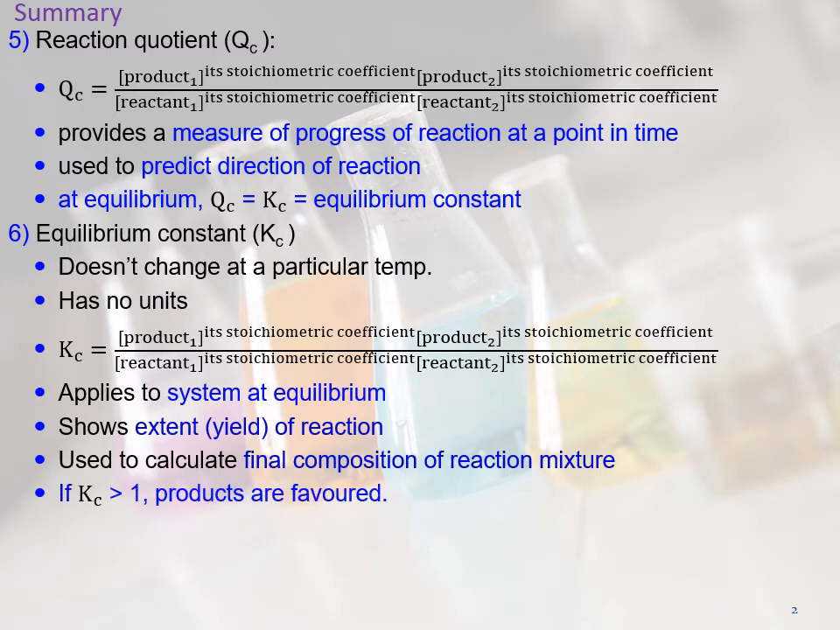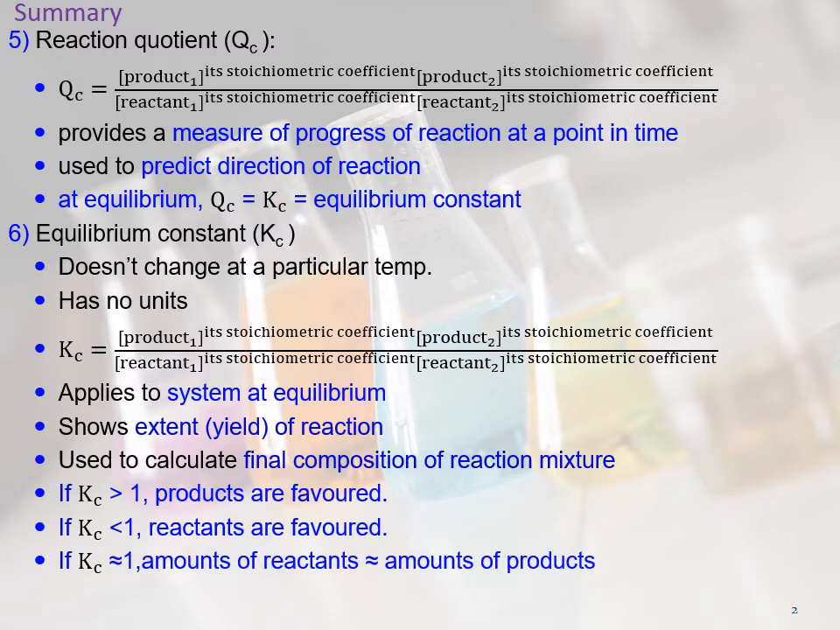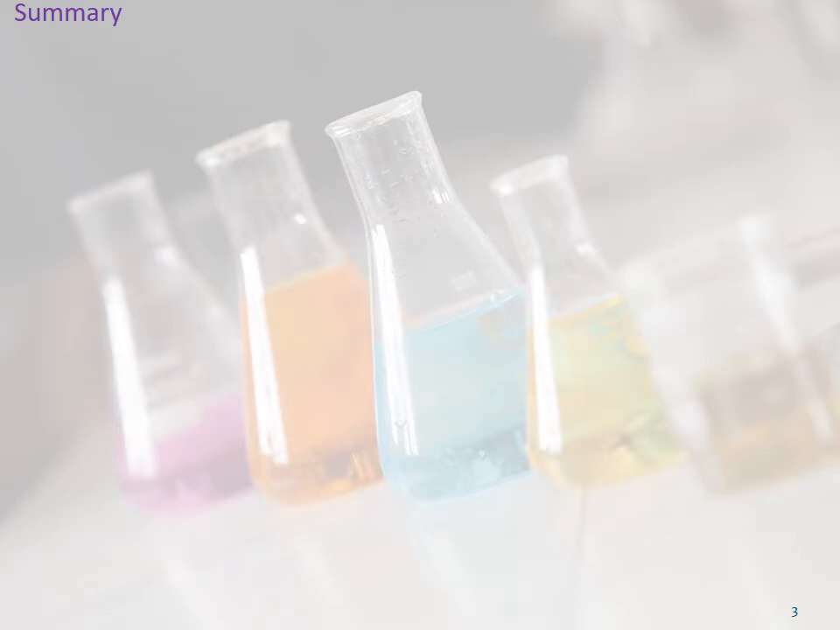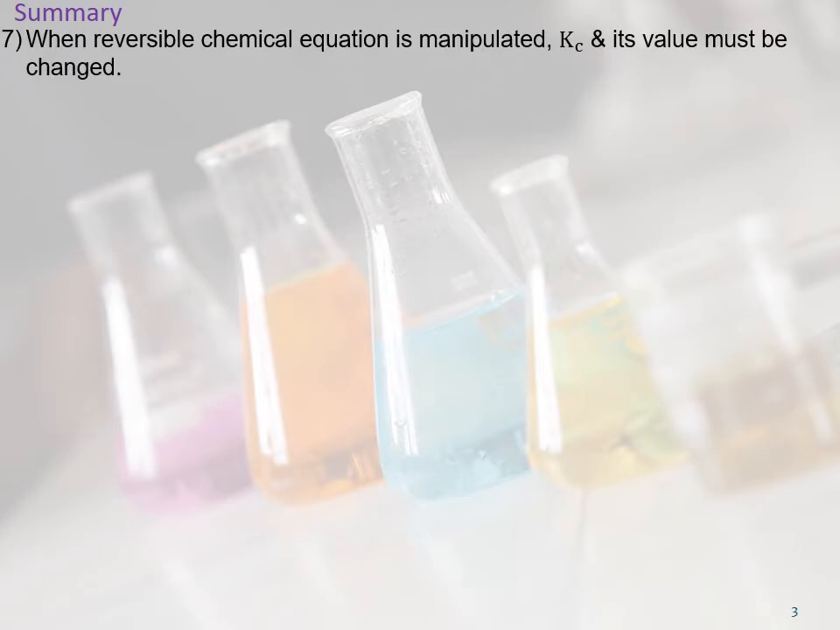If Kc is greater than 1, products are favored. If Kc is smaller than 1, reactants are favored. If Kc is approximately 1, reactant amounts are roughly the same as product amounts. Only gaseous and aqueous species feature in Kc. Pure solids and pure liquids don't. When a reversible chemical equation is manipulated, Kc and its value must be changed.